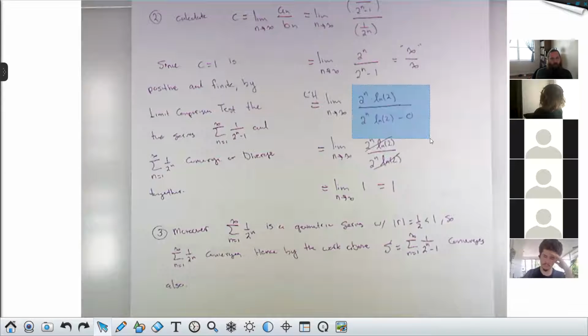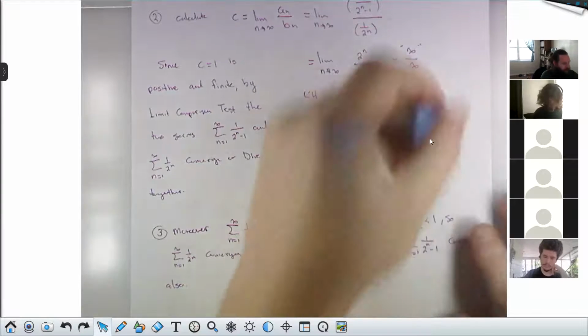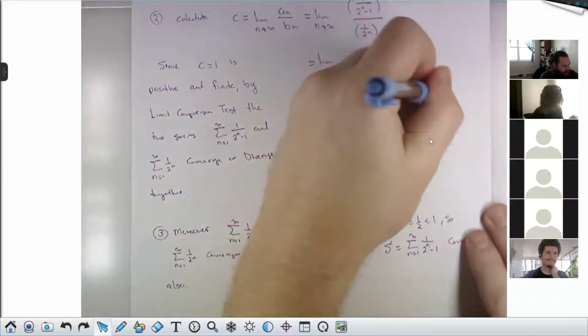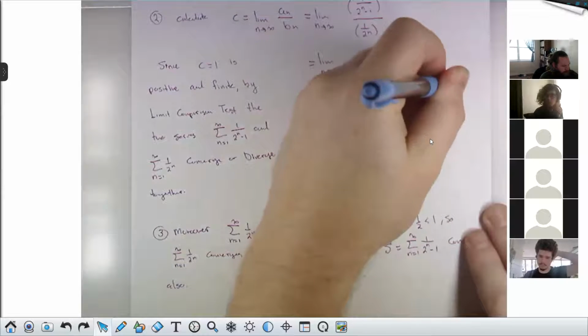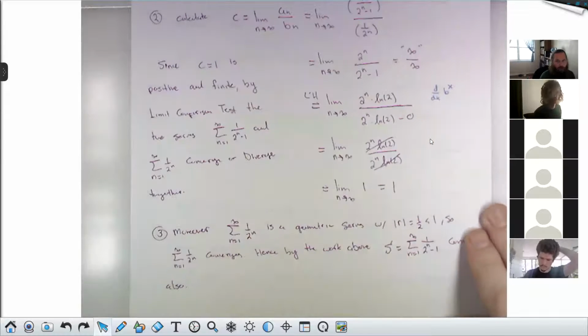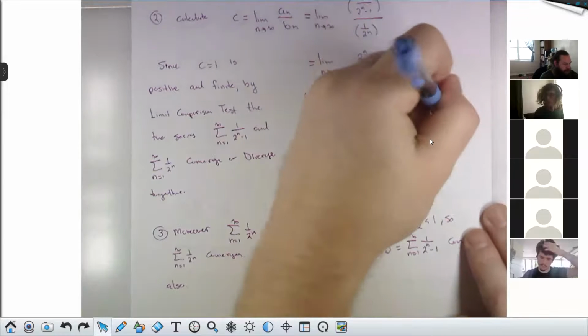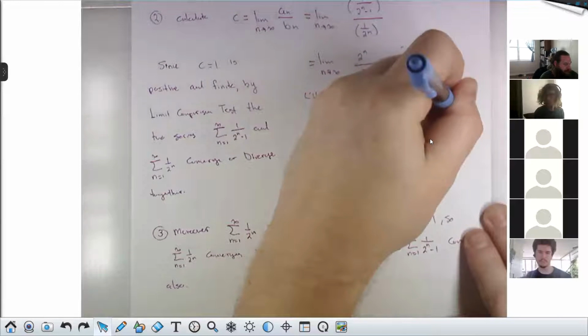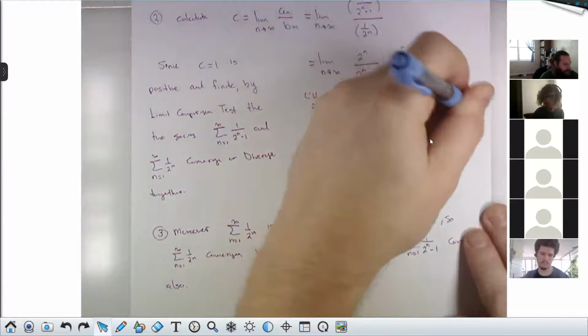There was a question about this derivative here. This is a differentiation formula from Calc 1 that we should remember. d/dx of a non-natural exponential b to the x is b to the x times the natural log of b.